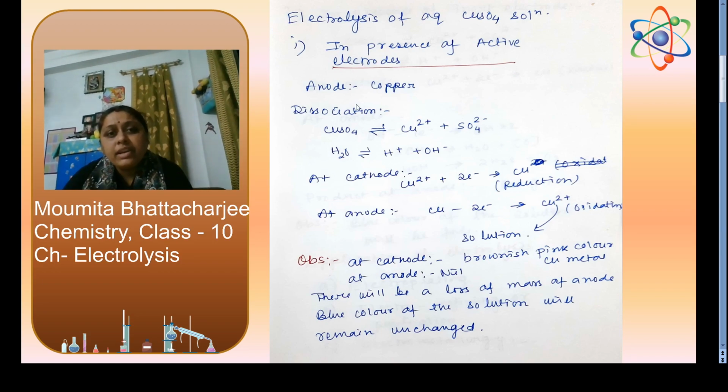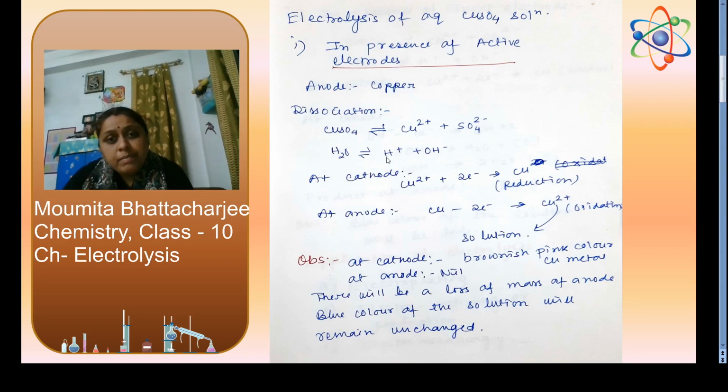Now here we are taking copper as the anode, which is an active electrode. Electrolyte, we are taking copper sulfate solution and it is aqueous, so there will be the dissociation of water also. Now see, copper sulfate will dissociate to form Cu2+ and SO4 2-, and likewise H2O will dissociate to form H+ and OH-. We are having two different types of cations. One is Cu2+, another is H+.